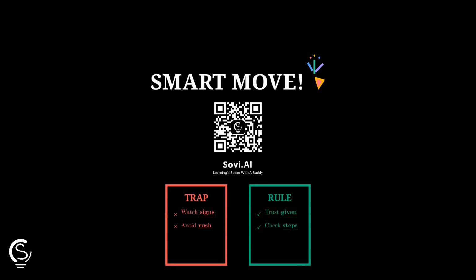Trap: rushing past signs. Rule: trust given conditions and check the mechanism step by step.